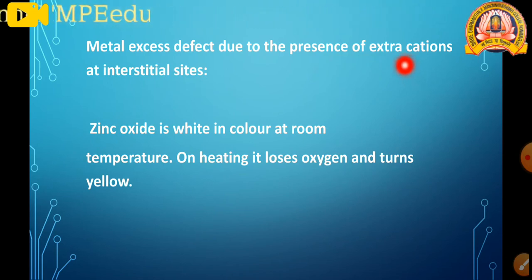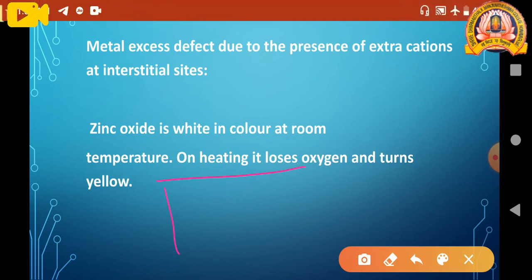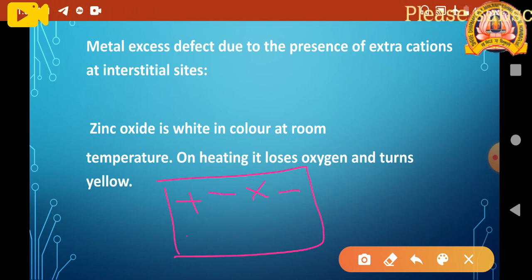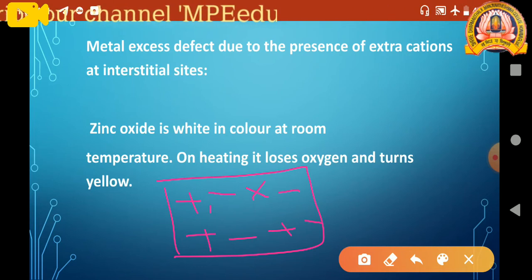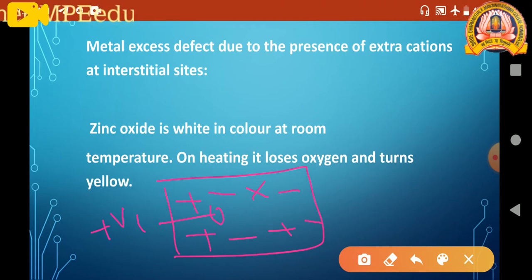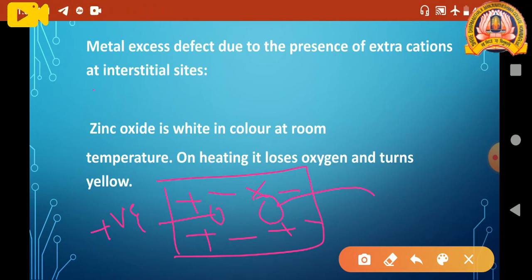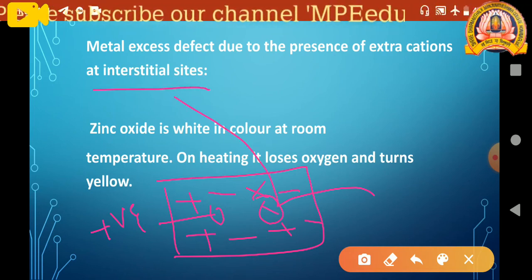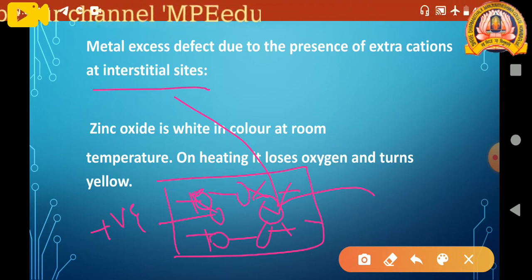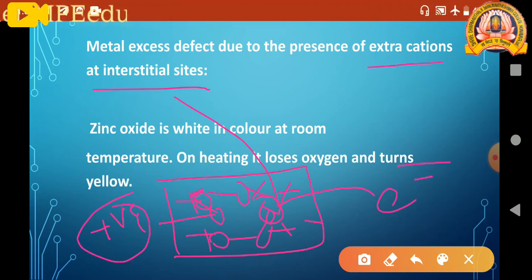Next, another type of metal excess defect is due to the presence of an extra cation in the interstitial site. What is an interstitial site? Vacant sites or holes or voids between the particles, the empty space between the particles. In the empty space, there is an extra cation. You already know that electrical neutrality should be maintained, no? So how is this electrical neutrality maintained?